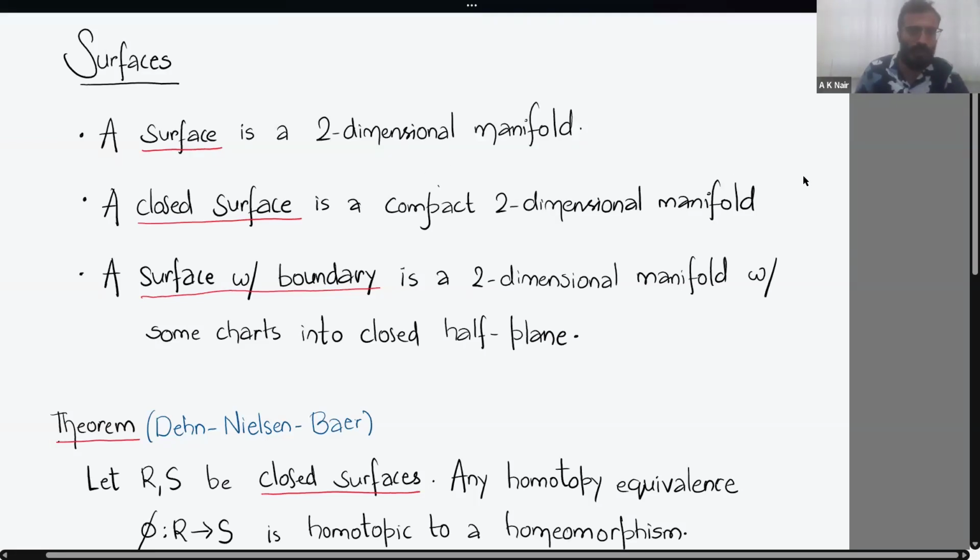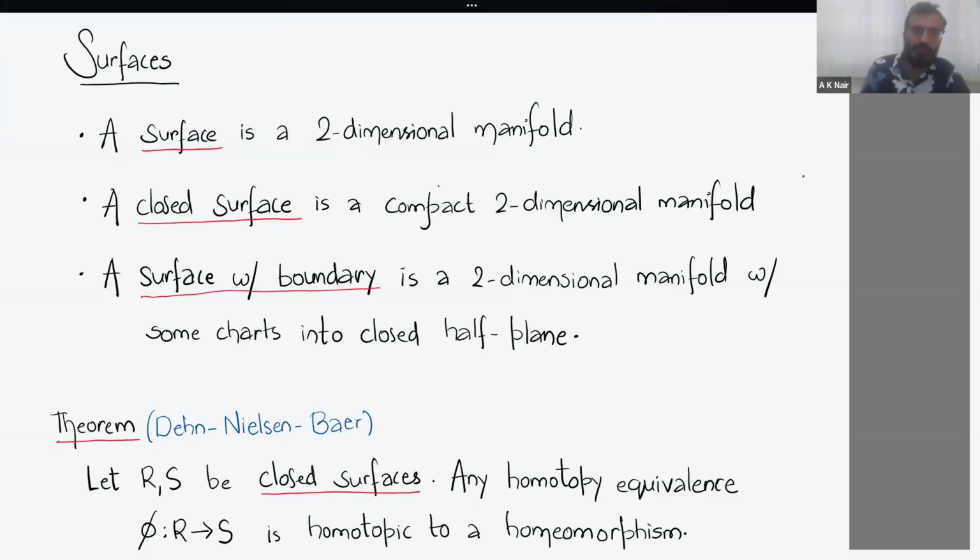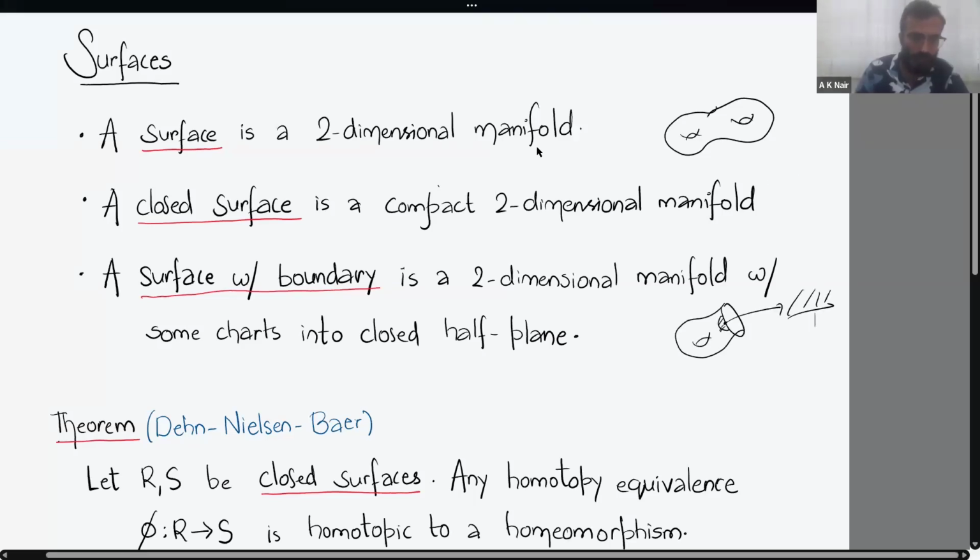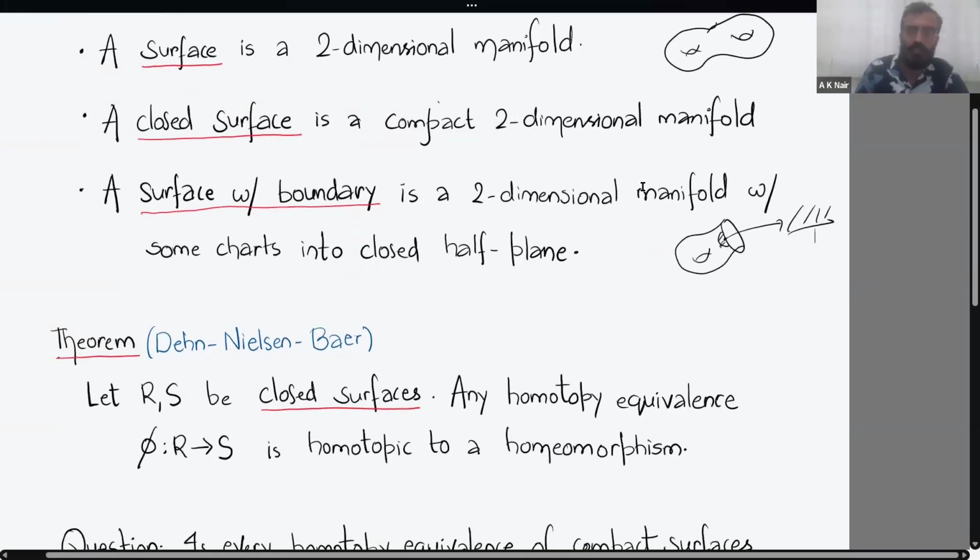A surface is a two-dimensional manifold, a closed surface is a compact two-dimensional manifold, and a surface with boundary is a two-dimensional manifold with some charts into the closed half plane. So we all know examples. This is, for example, a closed surface, and this is a surface with boundary, because the charts here go into half plane, right?